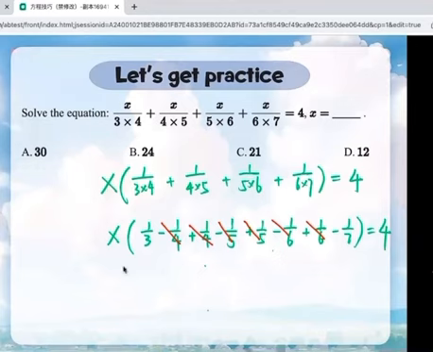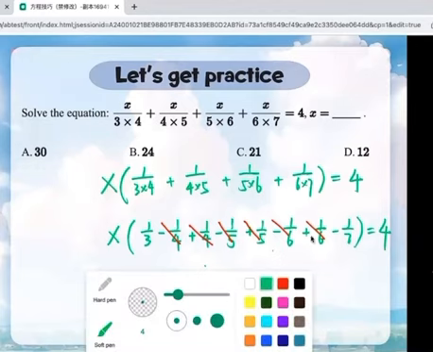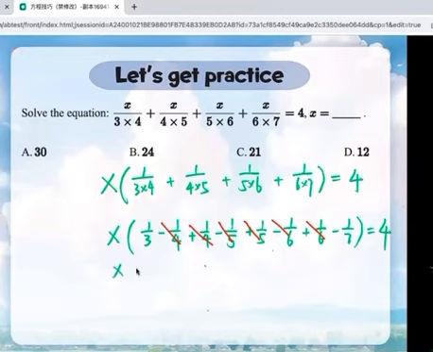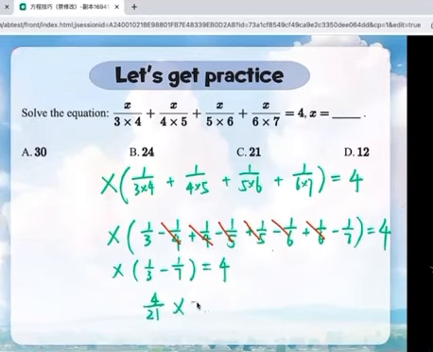So then the equation is turning to, everyone, step 3. Step 3, we just have x times 1 over 3 minus 1 over 7. That's equal to 4. And the calculation of 1 over 3 minus 1 over 7 is pretty easy. If you calculate that, you'll find that is equal to 4 over 21. 4 over 21 times x is equal to 4. And everybody, you say, what's the value of x? Everyone, x is equal to 21.